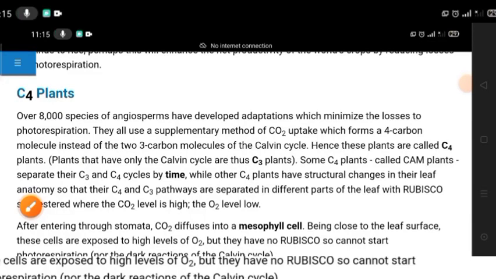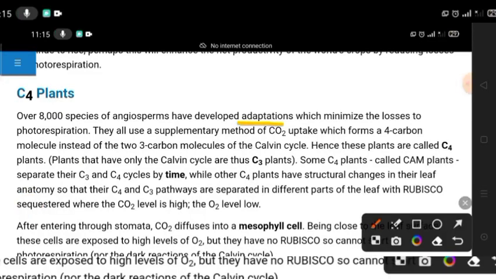Thousands of species of angiosperms have developed adaptations which minimize the losses to photorespiration. They all use a supplementary method of carbon dioxide uptake which forms a C4 carbon molecule instead of two molecules of 3 carbon in the Calvin cycle. Hence, these plants are called C4 plants.